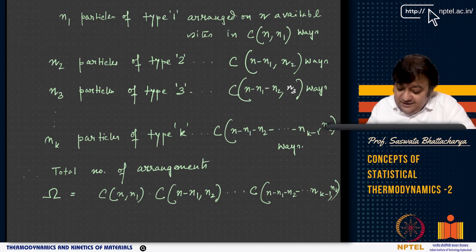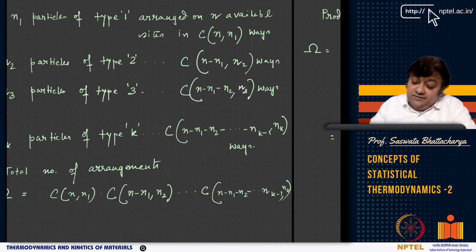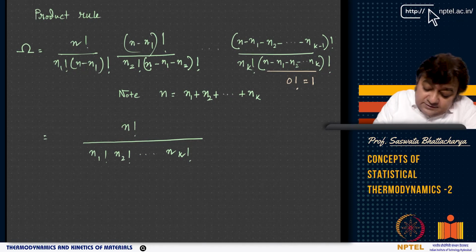So the total number of arrangements, which is omega, you can get using the product rule: C(n, n1), then C(n minus n1, n2), and so on, up to C(n minus n1 minus n2 up to n(k minus 1), nk). If you do that, you get this product, which is n factorial by n1 factorial, (n minus n1) factorial.